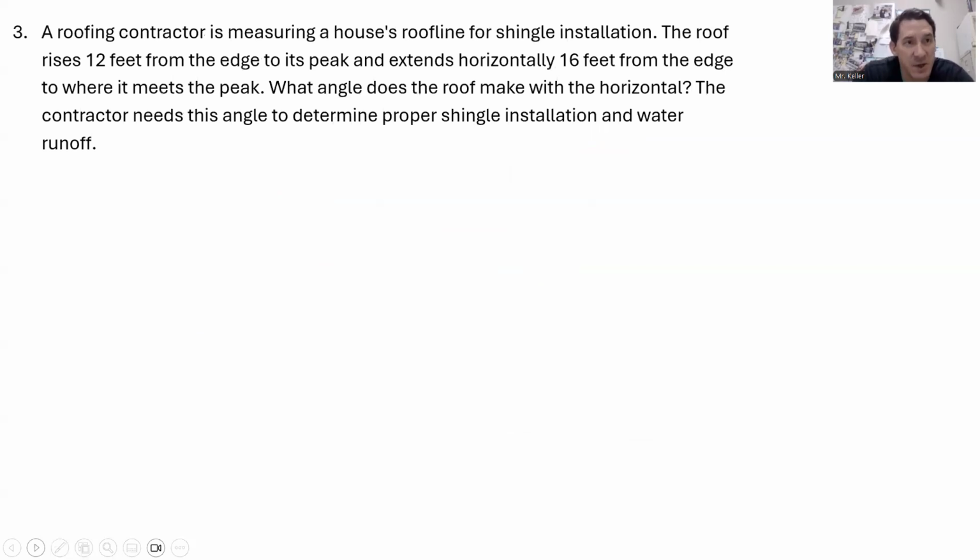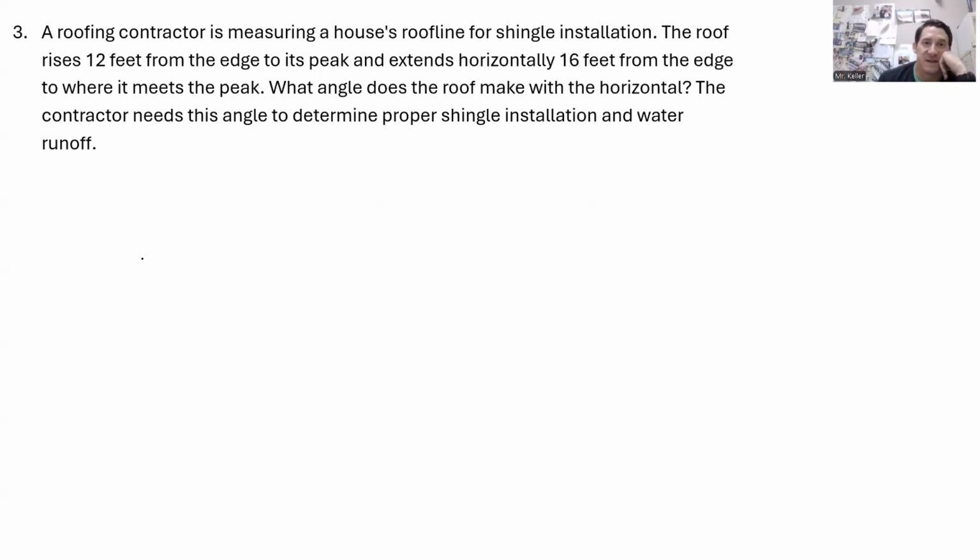Last one we're going to do here. A roofing contractor is measuring a house's roof line for shingle installation. The roof rises 12 feet from its edge to its peak and extends horizontally 16 feet from the edge to where it meets the peak. What angle does the roof make with the horizontal? The contractor needs this angle to determine the shingle installation or the roof runoff.